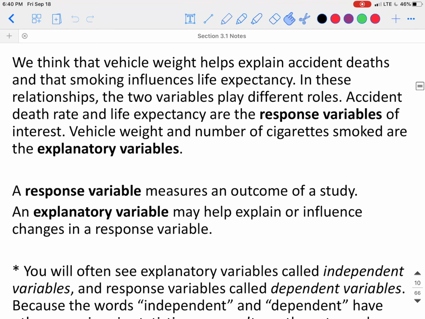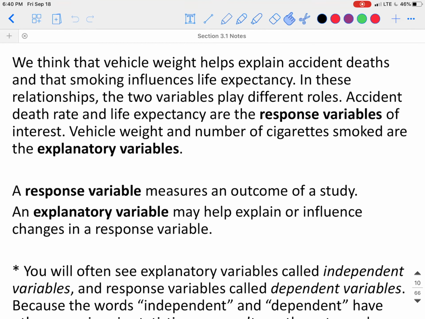We think that vehicle weights help explain accident deaths and that smoking influences life expectancy. In these relationships, the two variables play different roles. Accident death rate and life expectancy are the response variables of interest. Vehicle weight and number of cigarettes smoked are the explanatory variables.